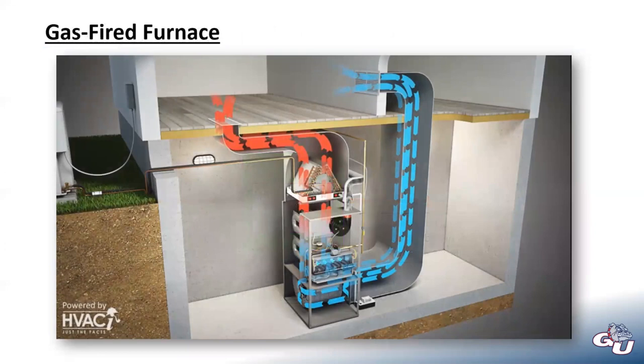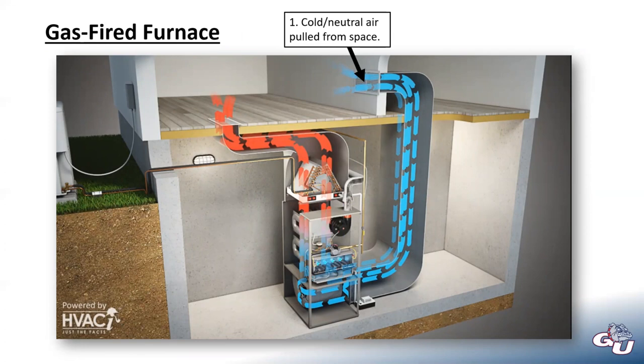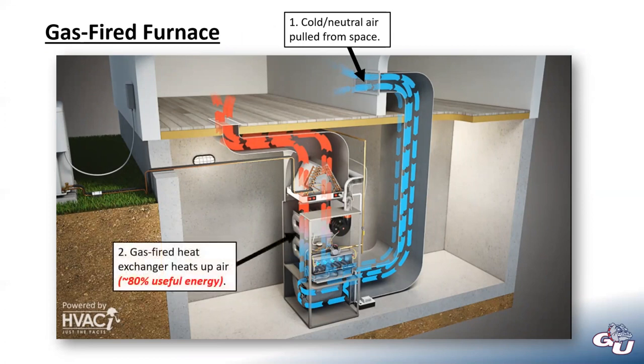To make it a little more visual, here's a schematic of what that looks like. In your house, you pull that cold or neutral air from throughout many rooms. That gets pulled into the furnace, where there's a gas-fired heat exchanger. That combusts gas and heats up the air. You get about 80% of that energy, and the other 20% goes out the flue. Then it blows warm air into your room, where it gets sucked back in on the cold side, and it's an ongoing cyclical process.